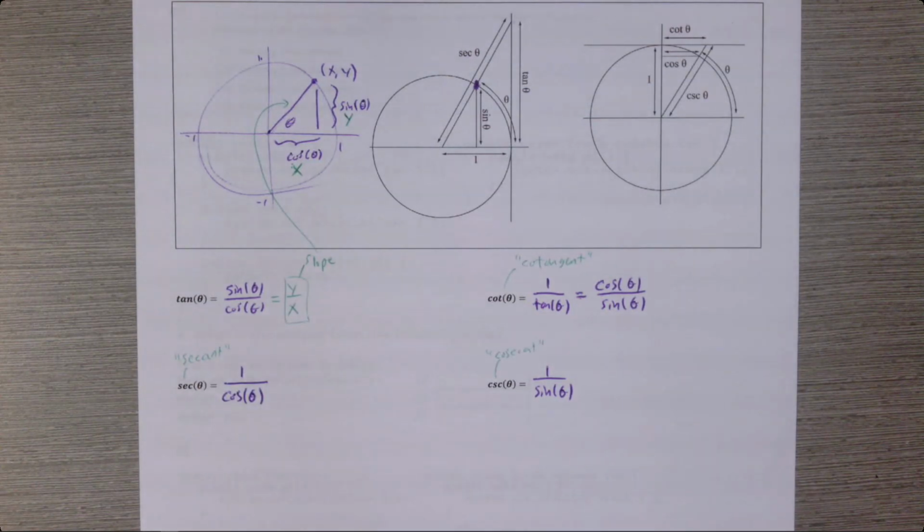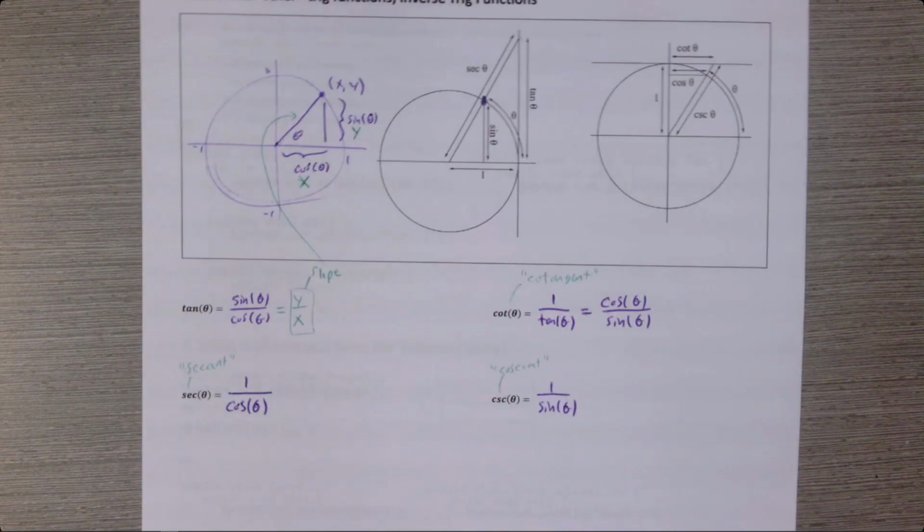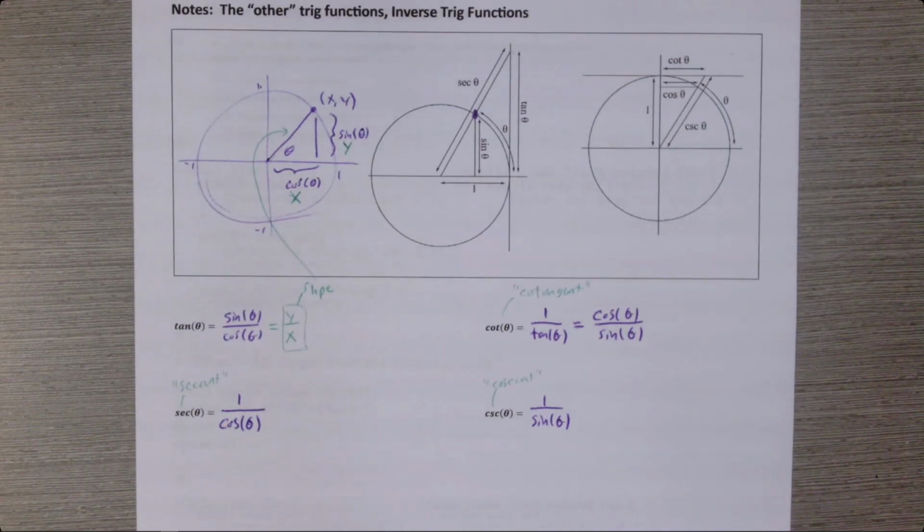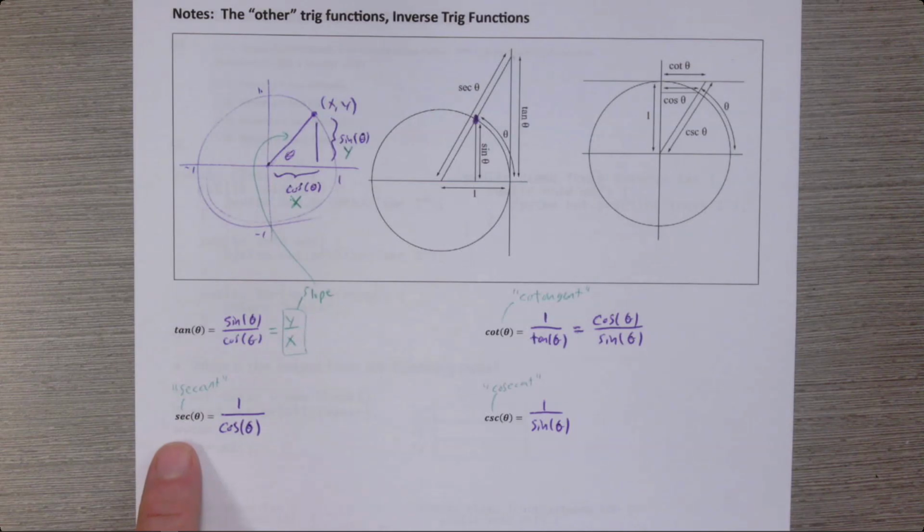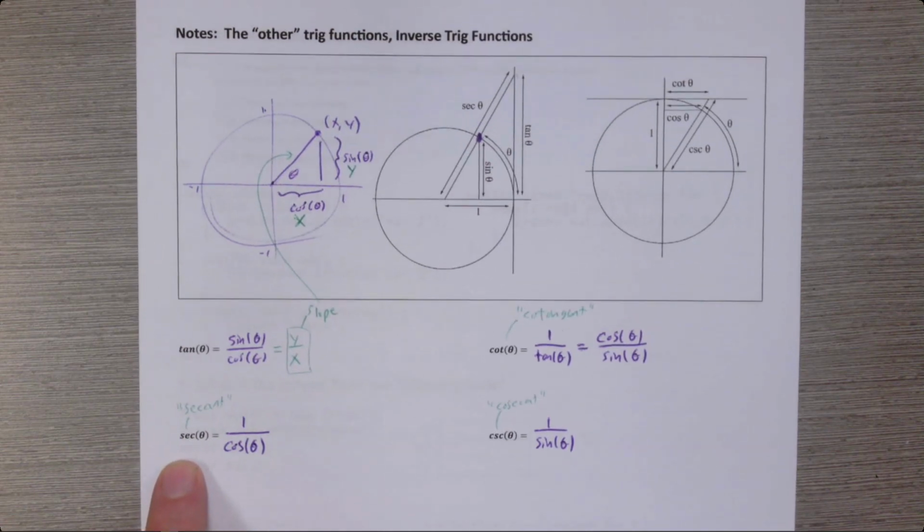People want to know, why do these other trig functions exist? Why are they helpful? There's a lot of answers to that question. Some of the functions, like secant, have very important applications, like the Mercator projection, which is a projection of a spherical surface onto a two-dimensional surface, which is what all our maps are, and it uses the secant function in a really important way. There are other applications as well.